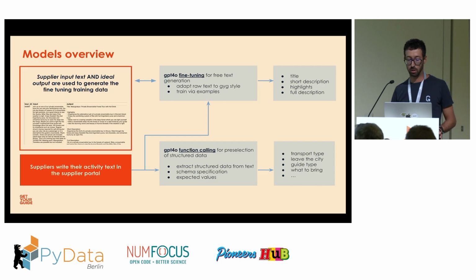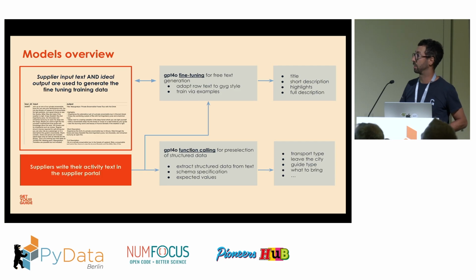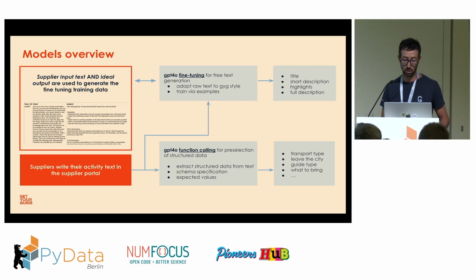Moving to the bottom, the second model that we built leverages the function calling API and is used to pre-select the structured data that our supplier needs to fill in for setting the tours online. These are fields like the transport type used in the tours, if the tour leaves the city or not, the guide type as you saw before, and what items the customer should bring.